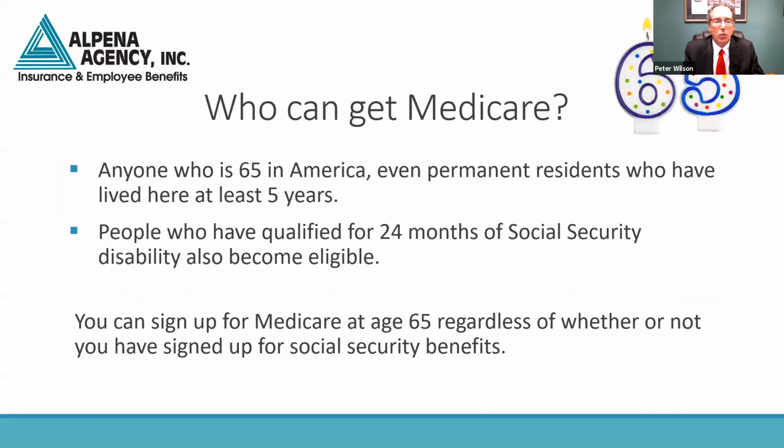Now, anyone who is 65 or older in America or is a permanent resident that's been here at least 5 years is eligible for Medicare. Someone who's qualified for Social Security disability for 24 months also becomes eligible for Medicare. One thing to keep in mind is when you turn 65, you become eligible for Medicare, even if you choose not to take Social Security benefits. Some people will delay their Social Security benefits for a few years, but they're still eligible and should and can sign up for Medicare.